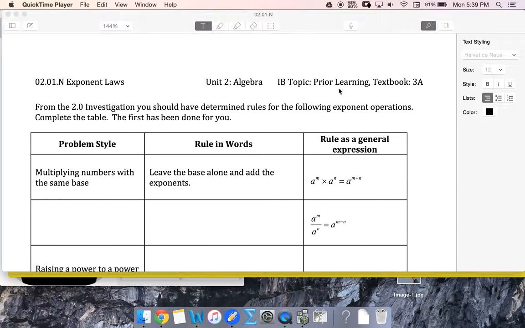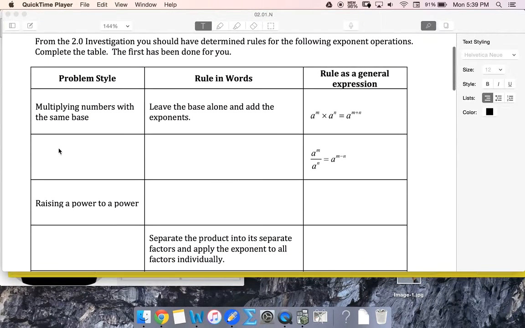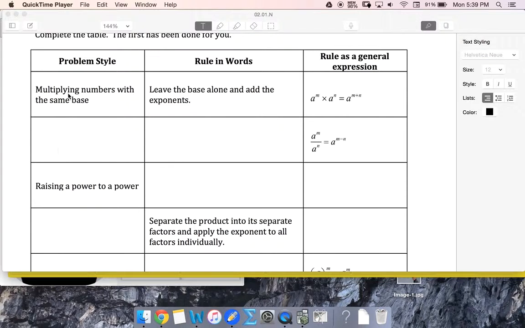A lot of this IB topic is really in the prior learning part of our syllabus. This part today corresponds to textbook 3A. So let's go, this first part is just the exponent rules. So we've got our first style of problem, which is when we multiply numbers that have the same base. And hopefully what you found is that we leave the base alone and add the exponents. So that looks something like this.